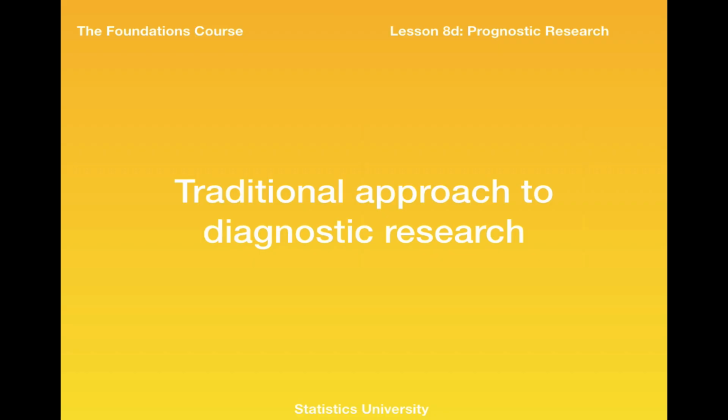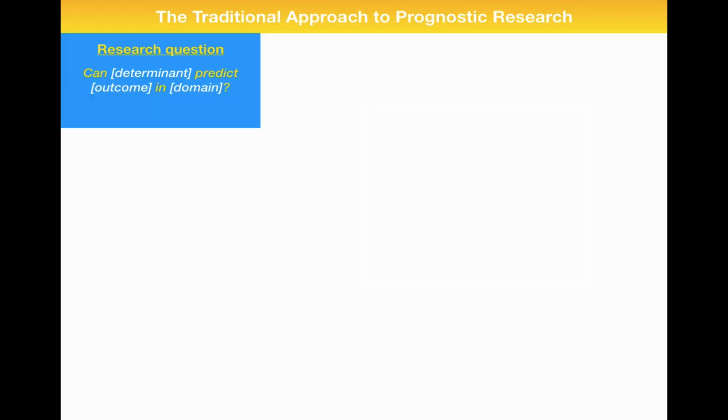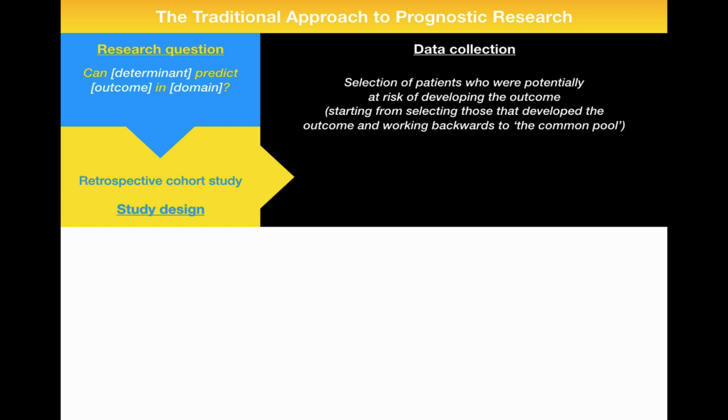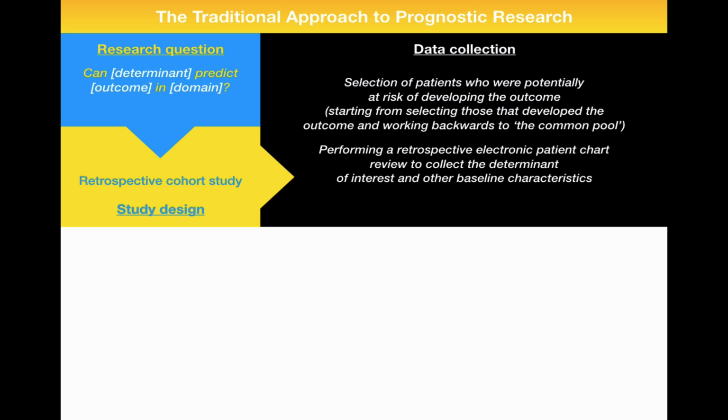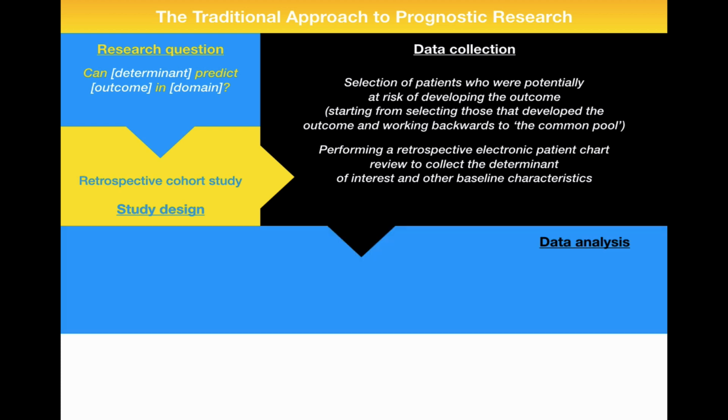And let's start with the traditional approach to diagnostic research. Usually researchers want to know, can a determinant predict outcome in a study domain? And they use a retrospective cohort study to do that. In the data collection, patients are selected that are potentially at risk of developing the outcome of interest, starting from selecting those that develop the outcome and working backwards to the common pool. And then a retrospective electronic patient chart review is performed to collect the determinants of interest and other baseline characteristics.